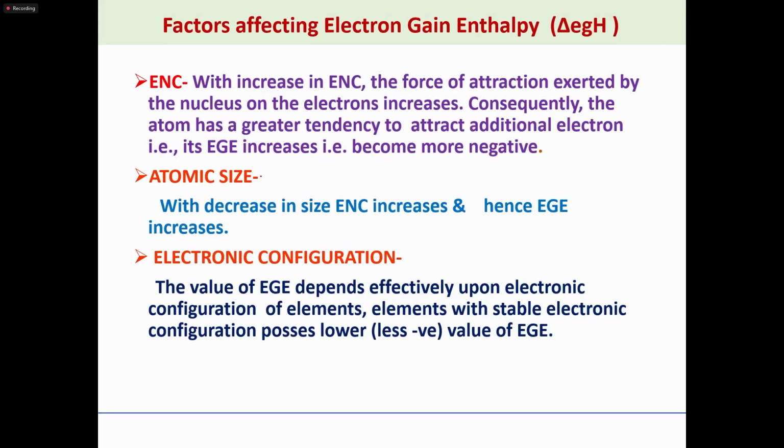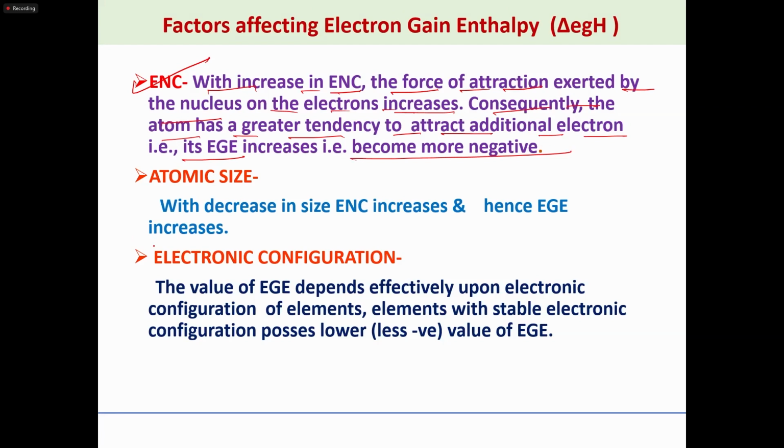There are some factors. The first factor is the effective nuclear charge. With the increase in the effective nuclear charge, the force of attraction exerted by the nucleus on the electron increases. Consequently, the atom has a greater tendency to attract the additional electron. That's why it will be more negative.